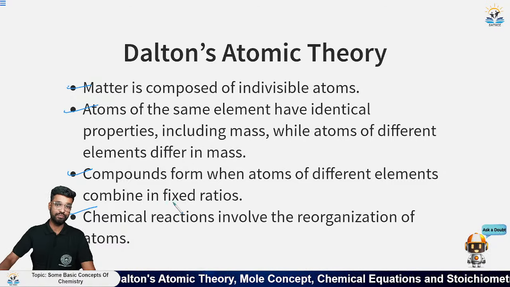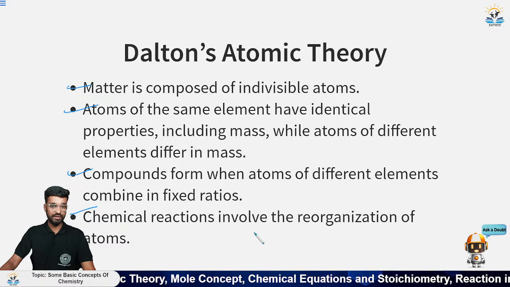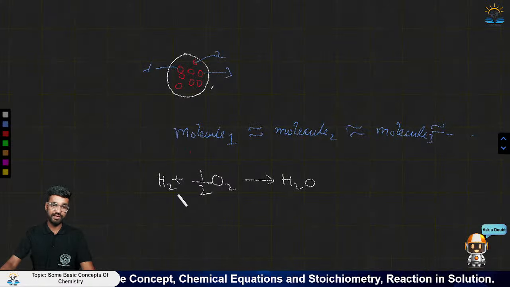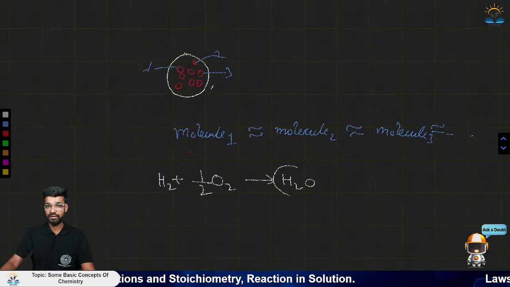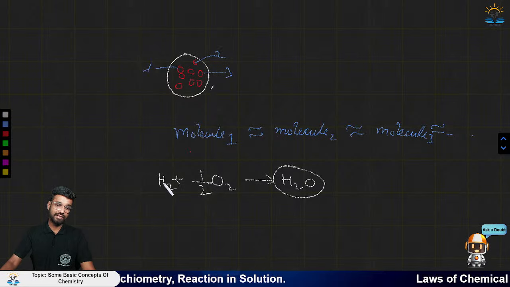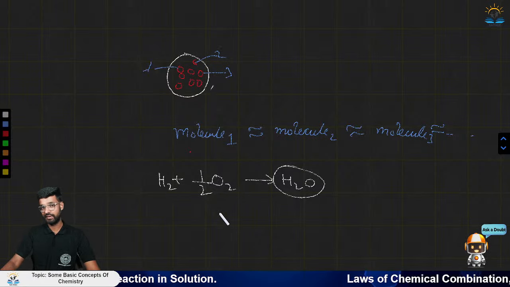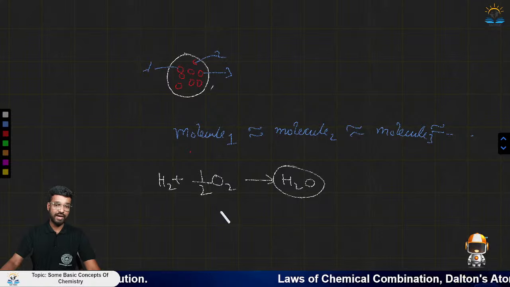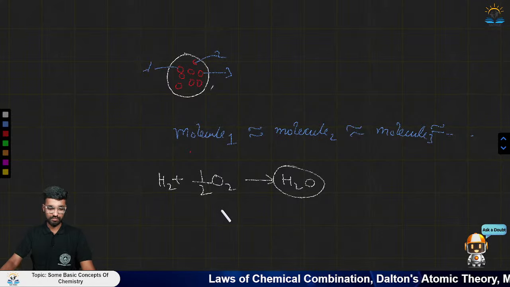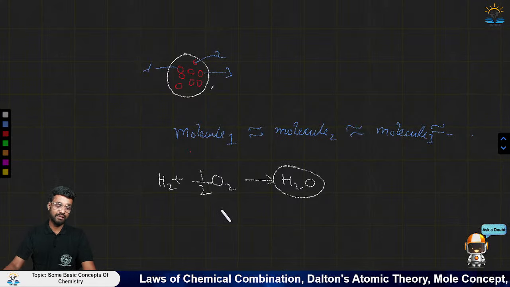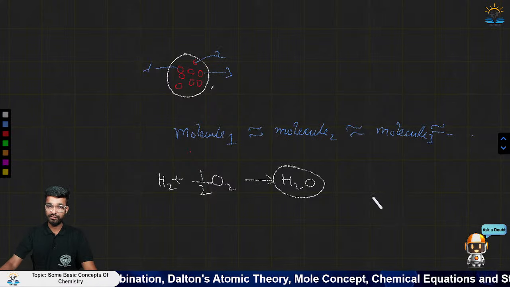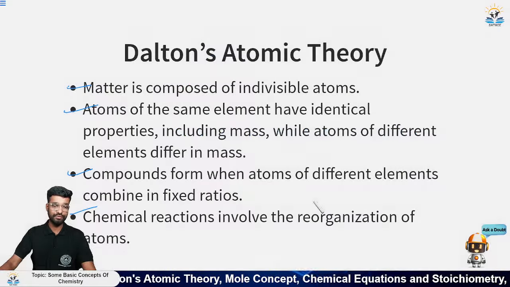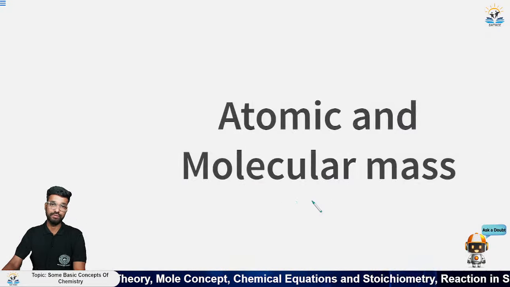And now moving to the fourth point. Suppose we are doing a reaction here. We are taking H2, we are taking O2, then we are reacting them to form water. Now during this reaction, the reorganization of atoms takes place, that is they collide with each other, and if the activation energy is sufficient and the orientation is perfect, then the reaction takes place, and due to this reorganization, a water molecule is formed. So these are the four key points of Dalton's atomic theory.